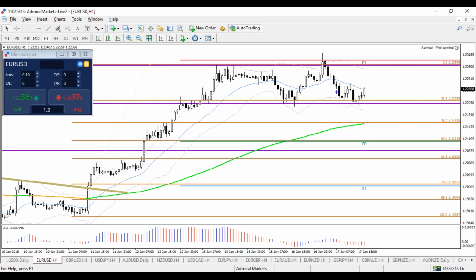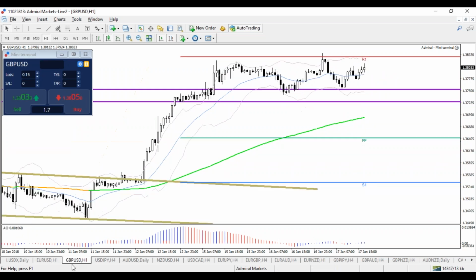We didn't get the flag. We got it up and down. So it's like a mountain, as you can see. So I really want to see that pattern to get a little bit more confirmation. Pound dollar probably the same. It's the same kind of up and down. All right. So pretty much the same scenario.